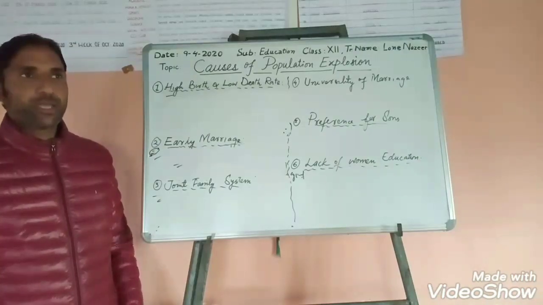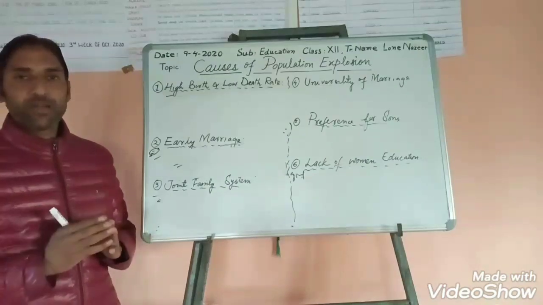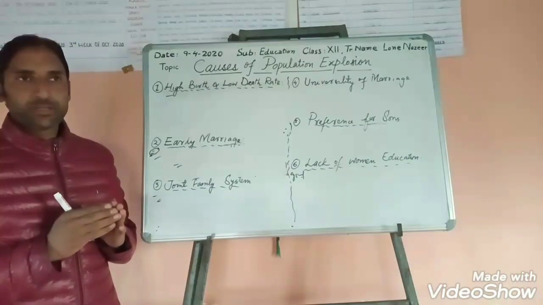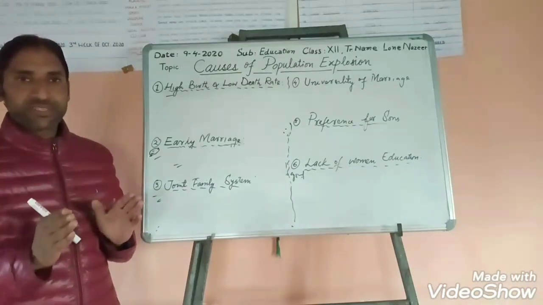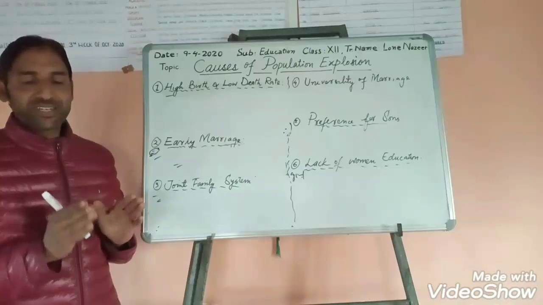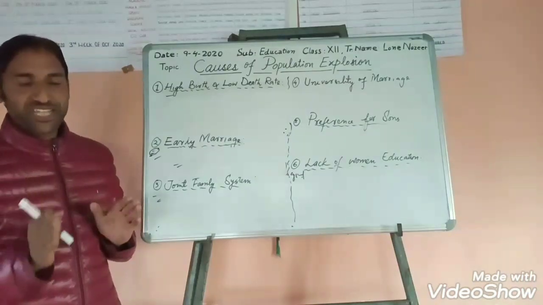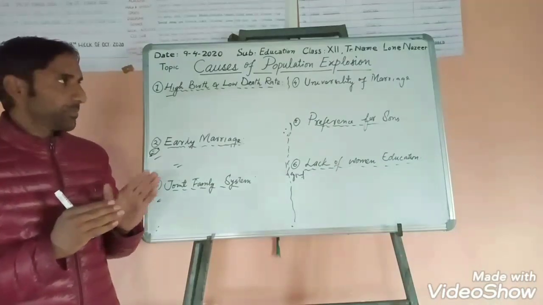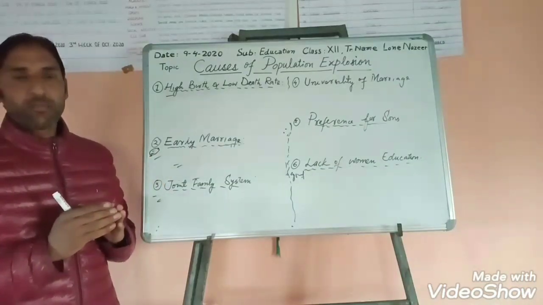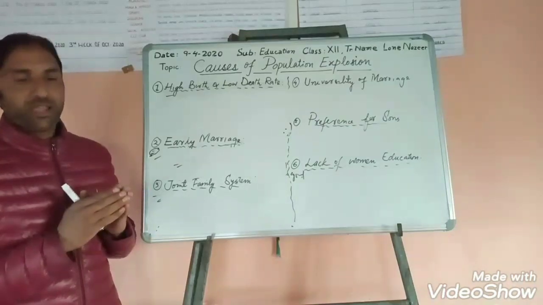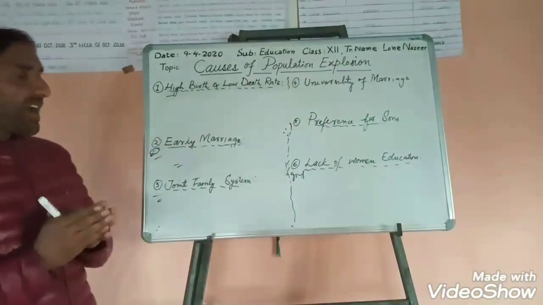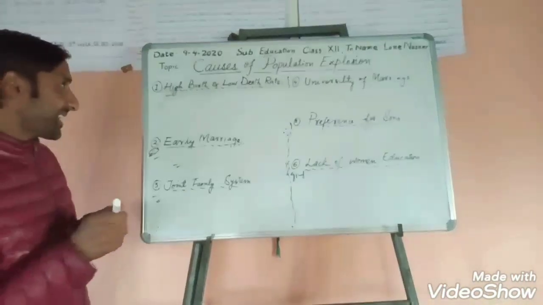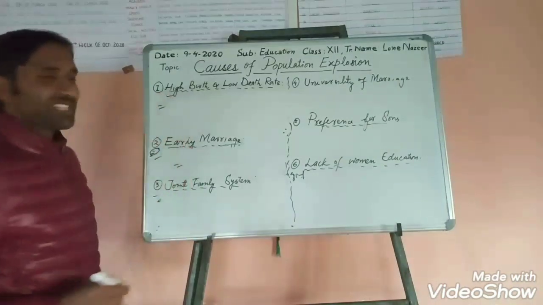As you know, in the previous lecture we discussed the concept of population explosion, which means the sudden and alarming increase in population size. Today we shall learn the main causes which are responsible for population explosion in India. First one is high birth rate and low death rate, which means that the number of births is still high.